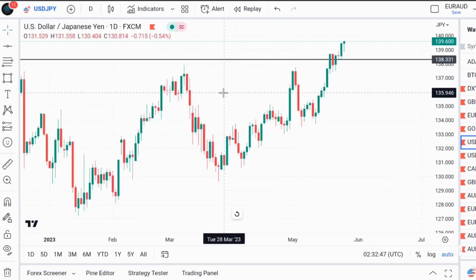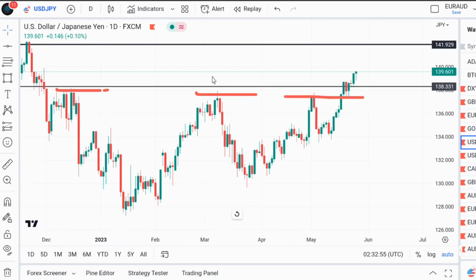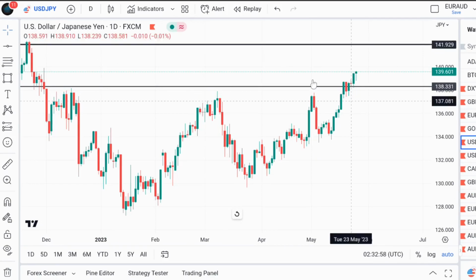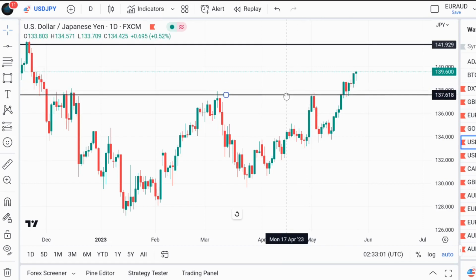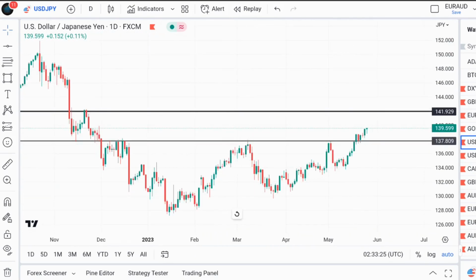So US dollar JPY, we have a break through this particular resistance level too. There's a break of this resistance level and then a retest. As you can see, we break this resistance level, there's a break, and then there's a retest. So the next target is 1.41929. So that's the next target on US dollar JPY.